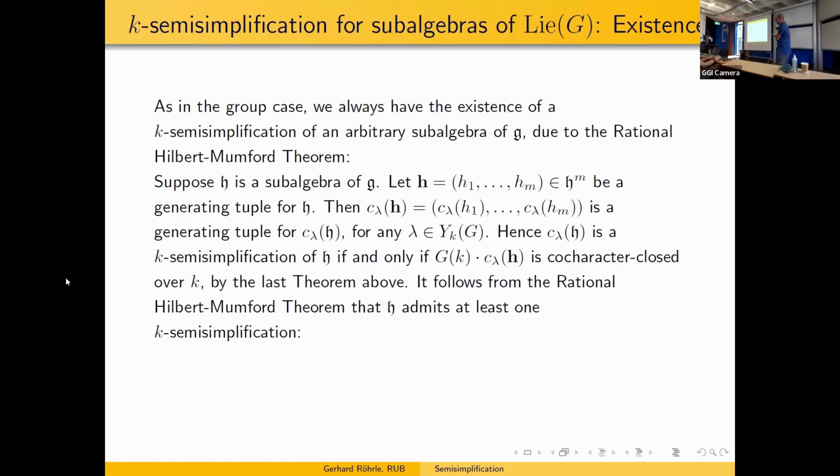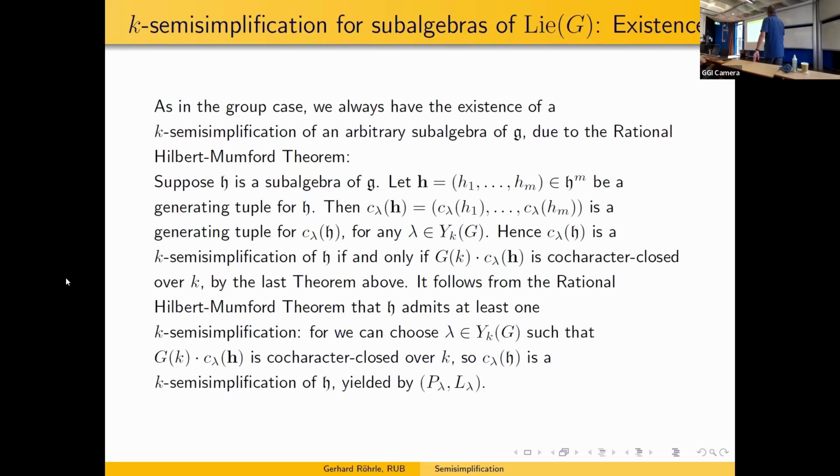Again, it's the same application we've seen a second time, that there's at least one K-semisimplification. Take K, take a lambda such that this rational orbit of this c_lambda H is indeed cocharacter-closed. This exists by the existence statement of this rational Hilbert-Mumford. So this is indeed a K-semisimplification yielded by the pair P.